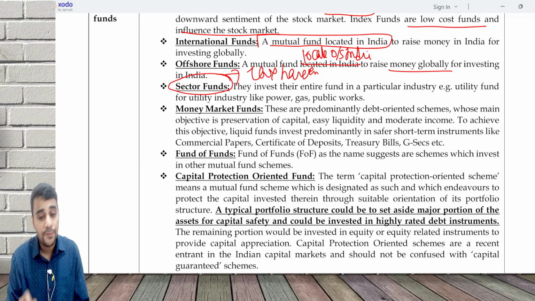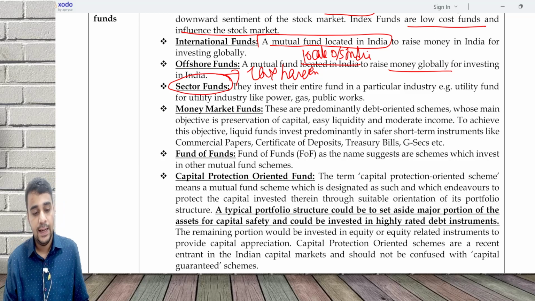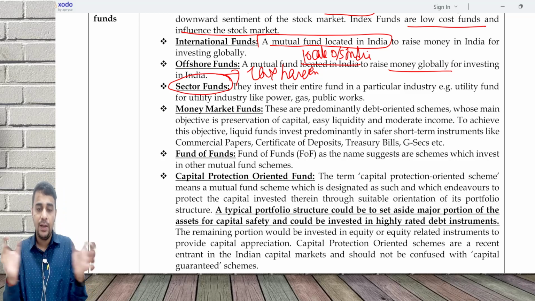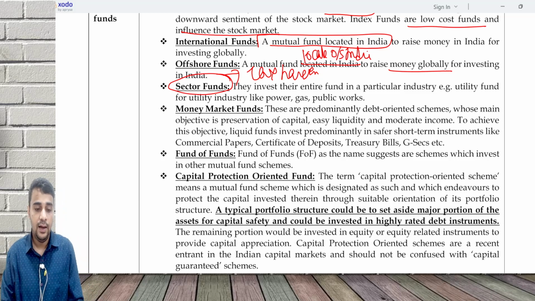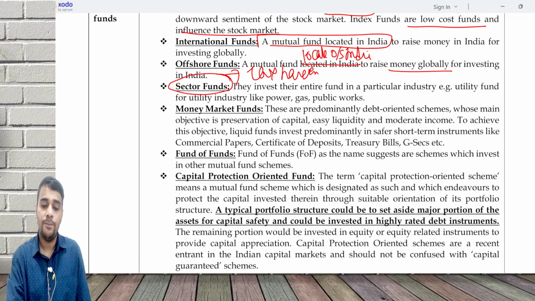Now, sector funds are extremely risky because diversification does not happen there. In a sector fund, you cannot have any kind of diversification. Why can't diversification happen? Because for diversification, I should invest in multiple businesses. In a sector fund, you're going to invest all your money in a single business. So a sector fund is technically like an undiversified fund.